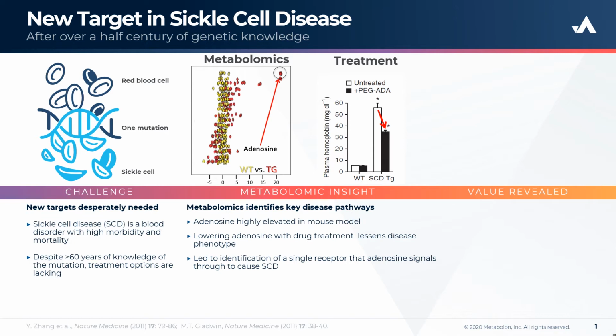To determine if increased adenosine levels was an effect of the disease or a driver of the disease in vivo, sickle transgenic mice were treated with polyethylene glycol modified adenosine deaminase, or pegylated ADA, which is a drug with a long and successful history of lowering adenosine concentrations in people with adenosine deaminase deficiency. Results show that sickle mice treated with pegylated ADA show marked improvements in circulating hemoglobin levels, which is a typical marker of hemolytic injury in sickle disease. And this is relative to the untreated sickle mice shown in white and highlighted by the red arrow.